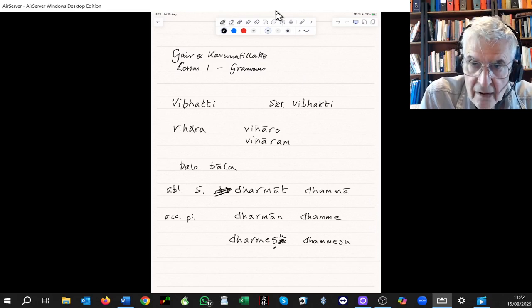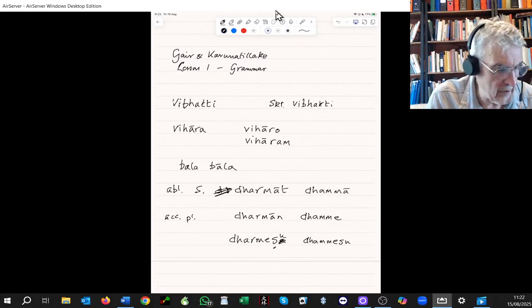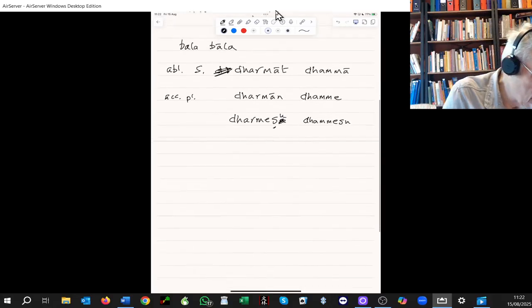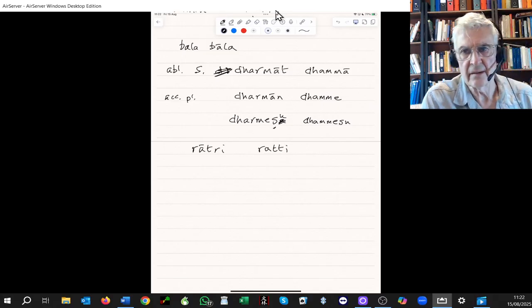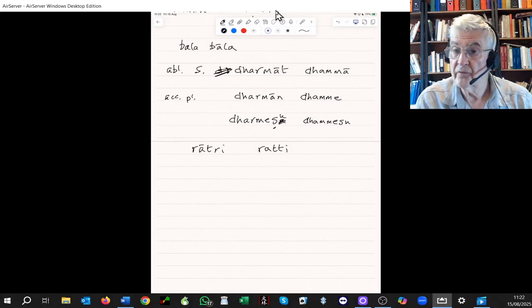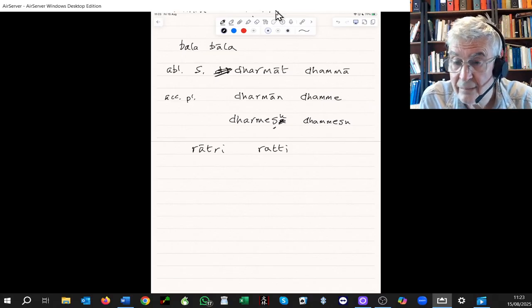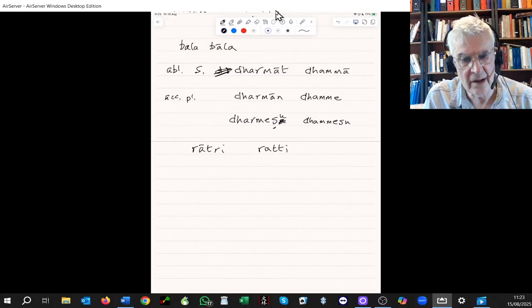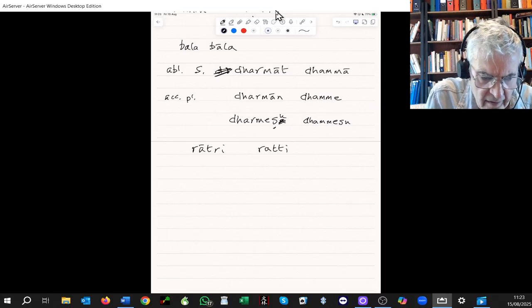So Ratti, meaning night, is actually Ratri in Sanskrit. And by regular phonetic mutation, it becomes Ratti in Pali. Those of you who know Hindi or Urdu will recognize there the word Rat, meaning night. Rat ko, at night. But yes, so Ratti.